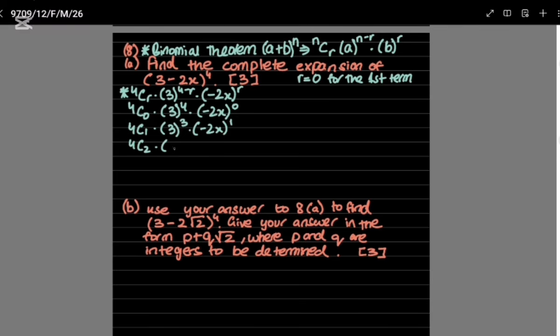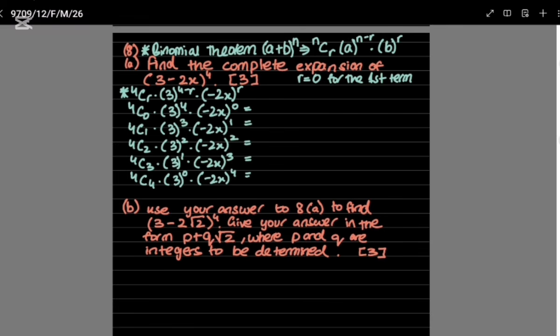Then 4C2 times 3 to the power of 2 times (minus 2x) squared. Then 4C3 times 3 to the power of 1 times (minus 2x) to the power of 3, 4C4 times 3 to the power of 0 times (minus 2x) to the power of 4. So this is really easy, you just need some practice. Okay, now plug these into your calculator.